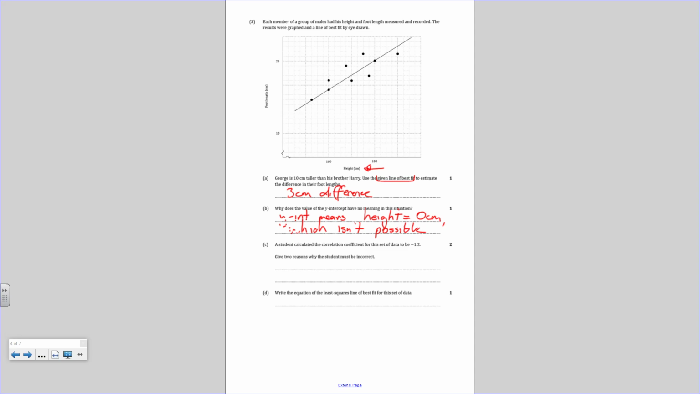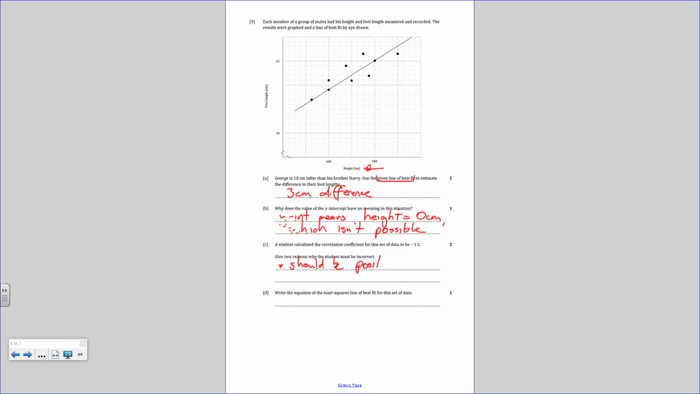A student calculated the correlation coefficient of this set to be negative 1.2. Give 2 reasons why the student is incorrect. Well, first of all, just looking at the line of best fit and the general pattern of the dots, we say that they're going upwards, right? That means it has to be a positive correlation, which means the correlation coefficient needs to be positive, although this student has found it to be negative. So that's one reason why they're incorrect. It should be positive.